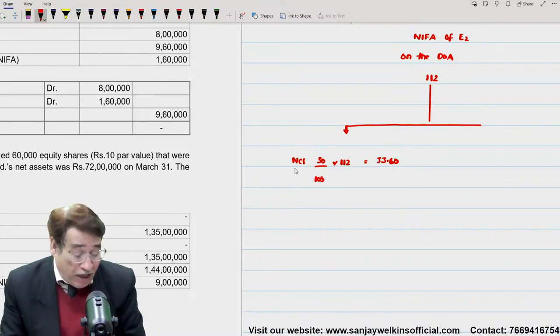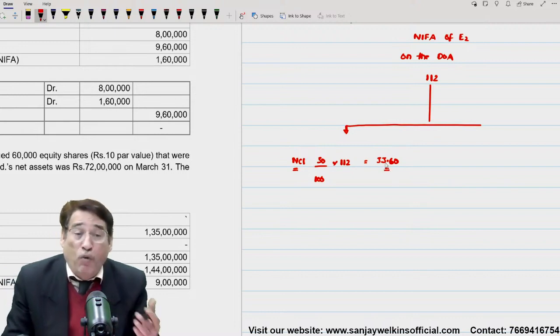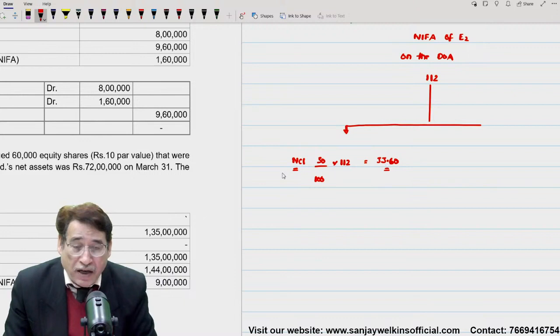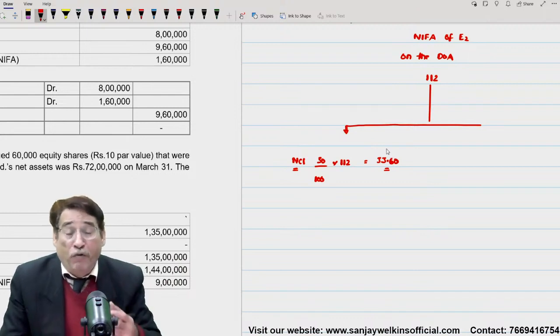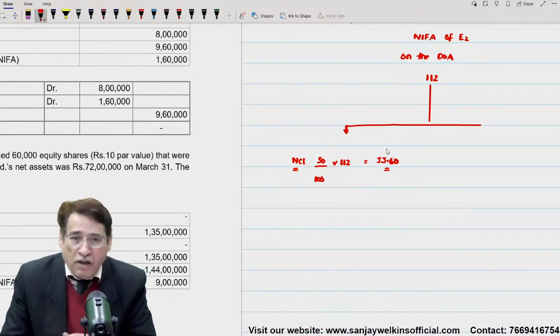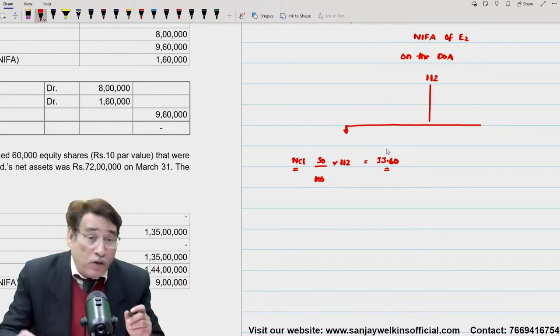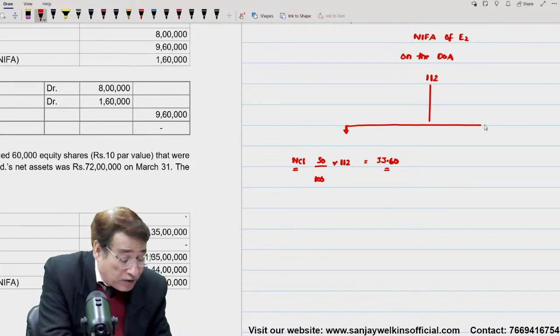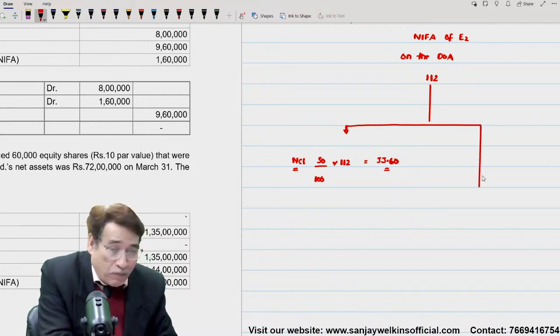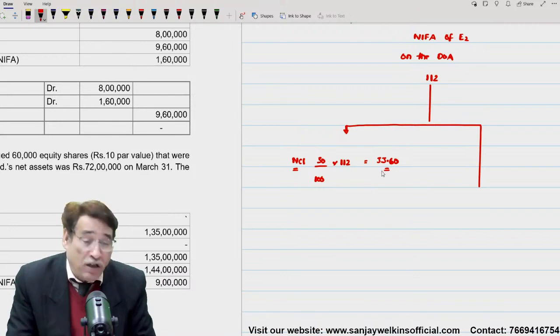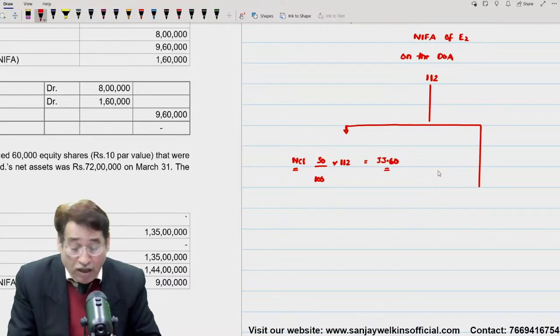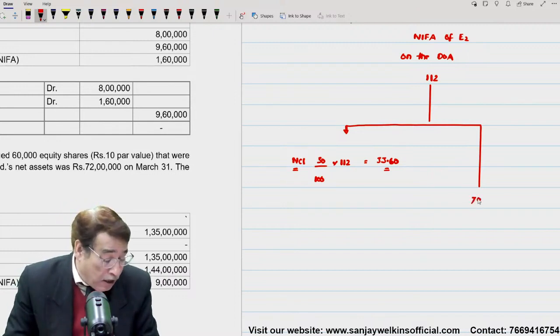On the date of acquisition, when I say NCI is 33.60, what does it mean? As a professional student, you must understand it means that out of the total net identifiable assets of the acquiree company, 33.60 worth of net assets belong to NCI. Is it clear to you or not? If it is clear, it also means I'm not only explaining the concept of NCI, I'm doing something else also. Out of 112 worth of assets appearing on the date of acquisition of the acquiree company, 33.60 belong to NCI. What about the remaining asset? Let me subtract from 112. The remaining asset is equal to 78.40.